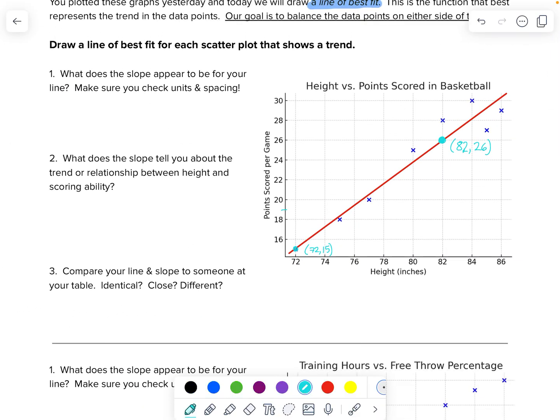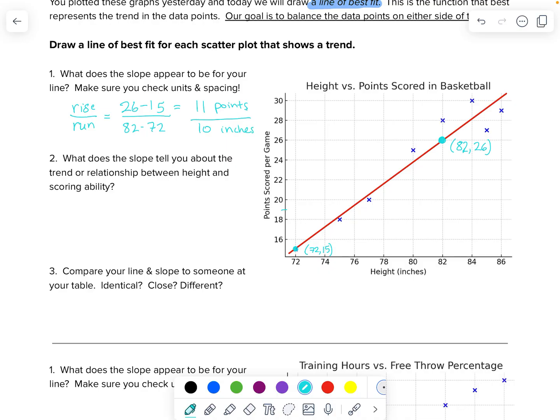All right, so now I'm going to actually calculate the slope. So slope is rise over run, or vertical change over horizontal change. So I'm going to be starting at 15, and then it goes up to 26. So I can either mentally do that, or I can subtract the values. 26 minus 15, and that is 11. So it's going up 11 points. And then the run, in this case, is height. So we're starting at 72 and ending at 82. 82 minus 72 is 10 inches.